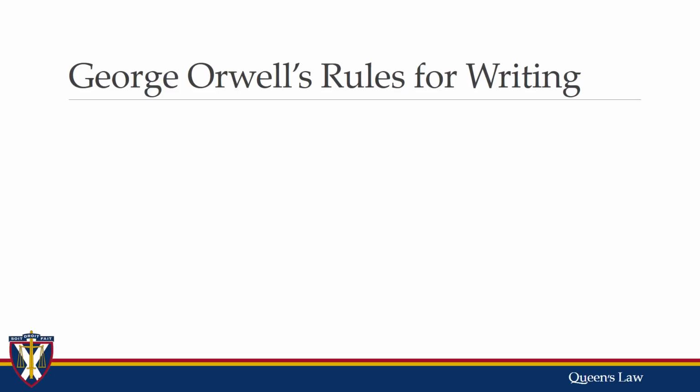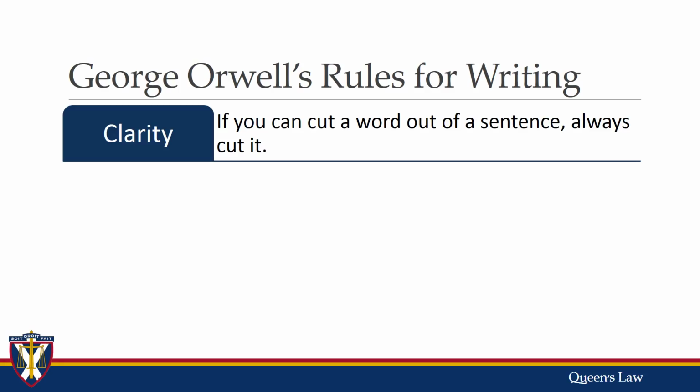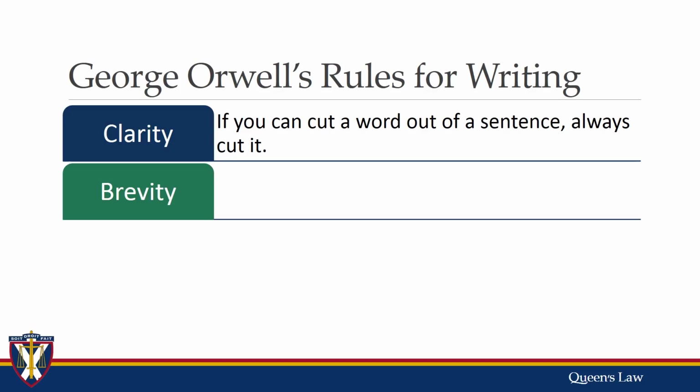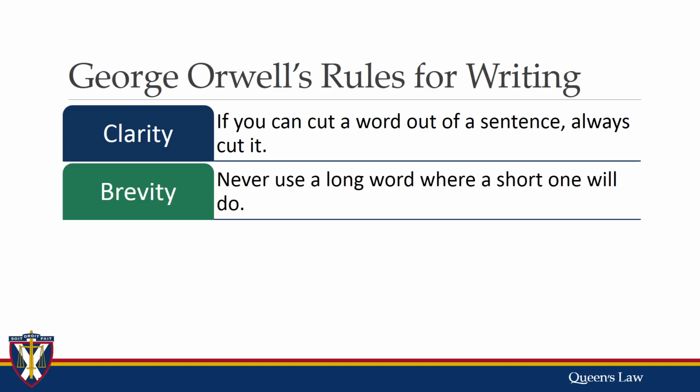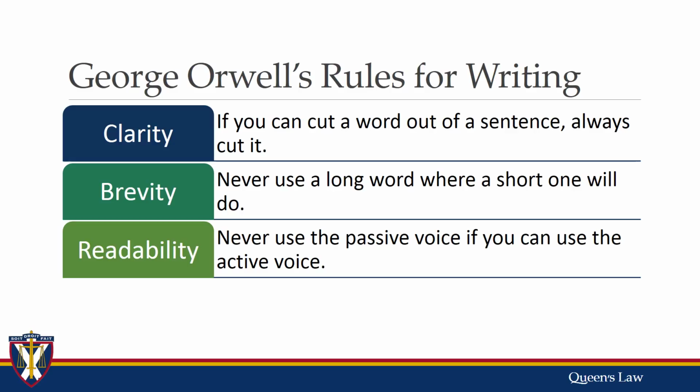American novelist and essayist George Orwell was passionate about good writing. Here are his most important rules for writing well. Clarity. If you can cut a word out, cut it. Brevity. Don't use a long word where a short one will do. Readability. Don't use the passive voice if you can use the active voice.